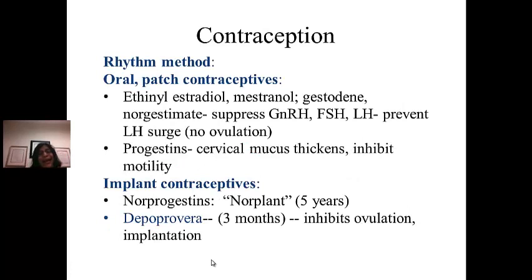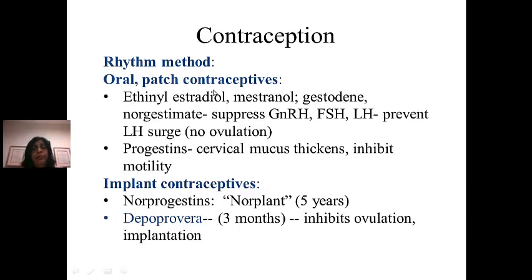Okay, so let's talk about contraception in the female. A variety of methods. Rhythm method is where you monitor the cycle, avoid sex during the window of time where ovulation occurs. This method can go wrong and is not a reliable method.